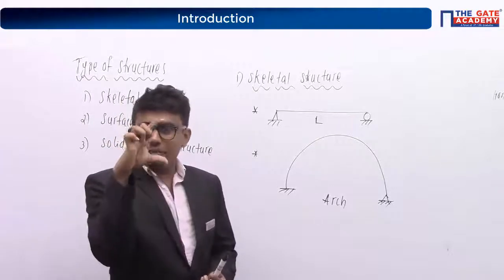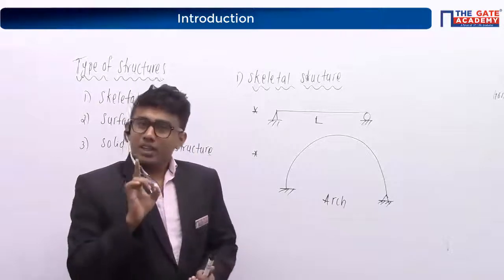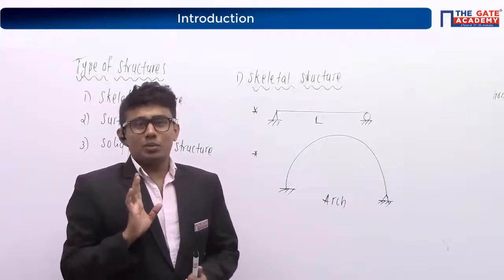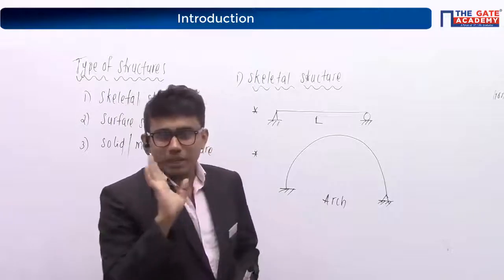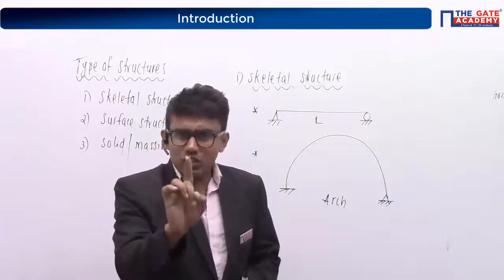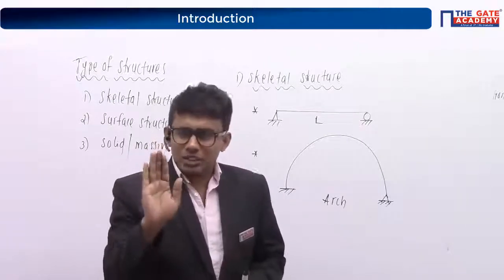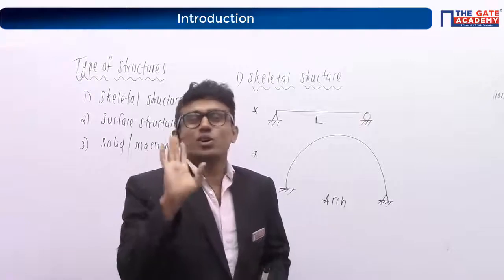Breadth will be there, depth will be there, and length will be there. Which dimension is predominating there? Length of the beam will be predominating. That means one dimension will be predominating, the other 2 dimensions we are going to call it as a skeletal structure. You will understand or differentiate it when I discuss the surface structure. You will get the concept. Just have some patience. We will discuss all the concepts.